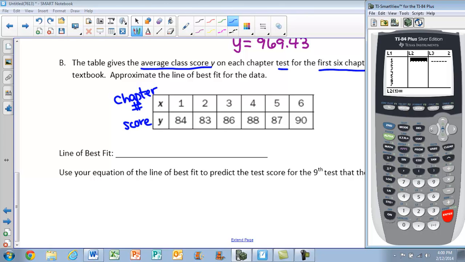Now we need to arrow to the right, and then arrow up again, and we need to do the same thing to clear out L1. So we press clear, and we press enter. Now if you look, we're good to go. So we're going to enter in our new data.